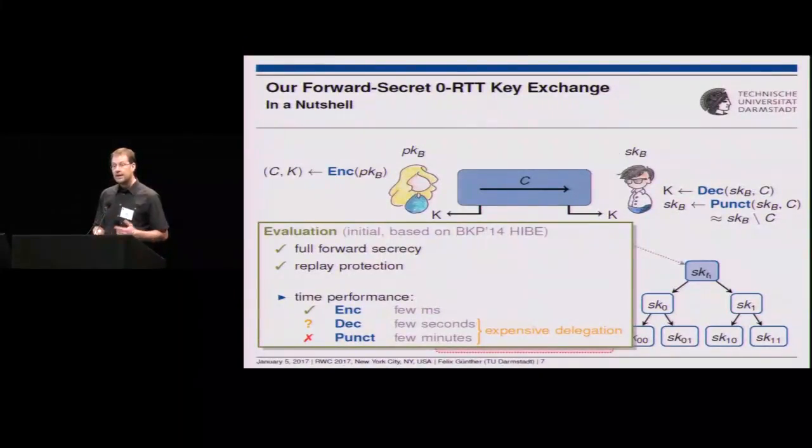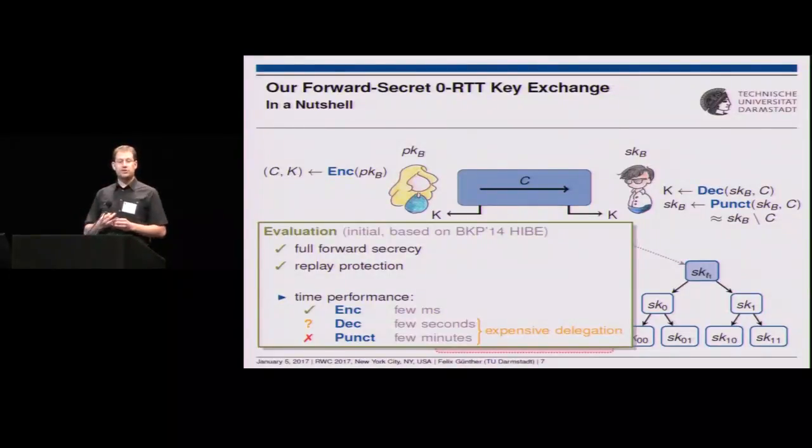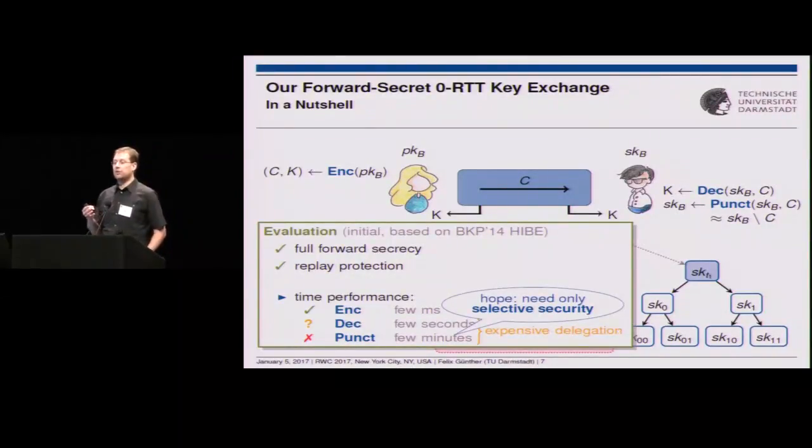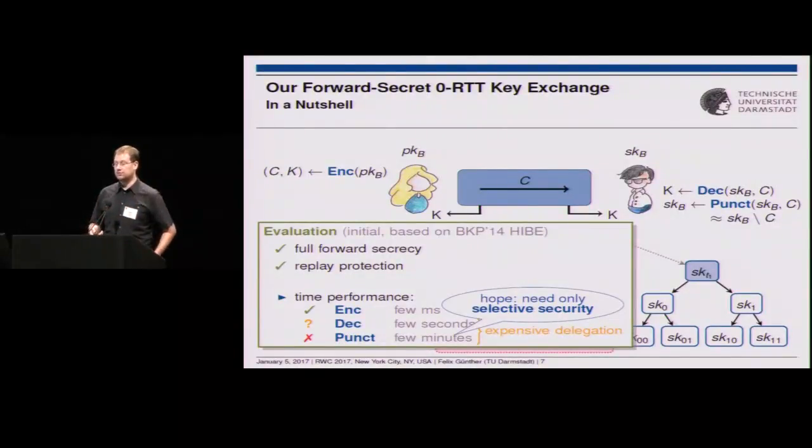Still, while this is not a practical instantiation, there is hope for two reasons. First, there are other schemes which have more efficient key delegation, so it's not a particular focus on BKP; there are other schemes, for example, by Gentry and Silverberg, where this step is more efficient, and this needs to be looked at. Second, the BKP scheme provides the strong notion of adaptive security, whereas our scheme only requires the weaker notion, namely selective security. So that means there's quite some space for improvements, both on the implementation side, as well as for research in better suited HIBE schemes that can then just be plugged into this generic construction.